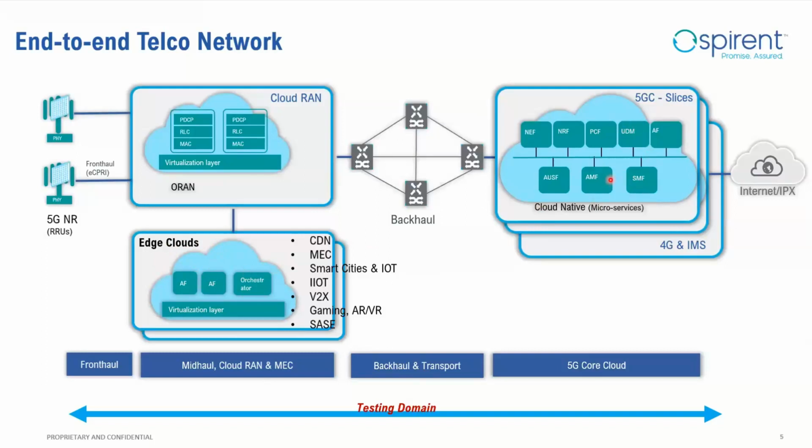And then there is a core cloud. This is where the user gets authenticated. He's going to get the 5G services from here. And then you have a backhaul. So these are different parts of the end-to-end network: the front haul, the mid haul, cloud RAN, the backhaul and transport network, and the core cloud.